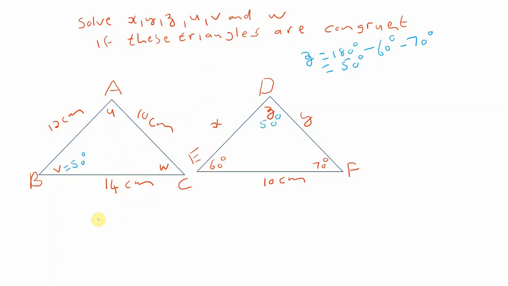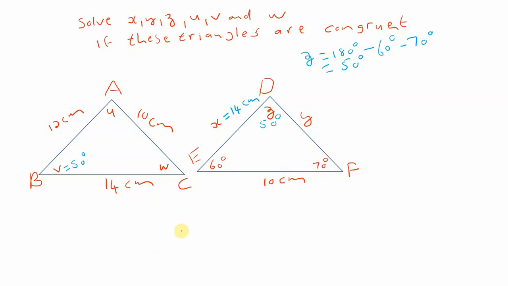So next let's see what else we know. Well, we know that the largest angle of 70 degrees must have the longest side. So the longest side in the other triangle ABC is 14 centimeters. So we therefore know that X has to be 14 centimeters.